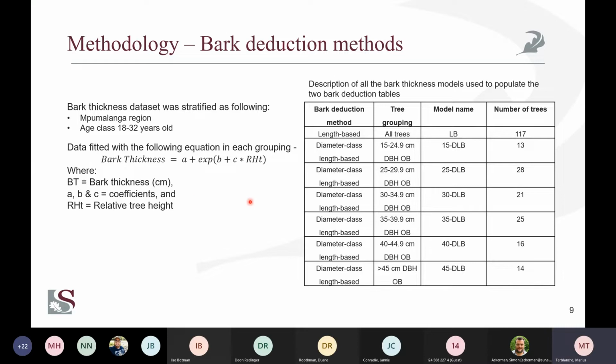So we modeled that. You can see in total we had 117 trees, and that was split into the different groups based on diameter for that specific diameter class, as we've seen that bark thickness is influenced by tree size as well as a range of other factors, but that was mainly what we went with here.